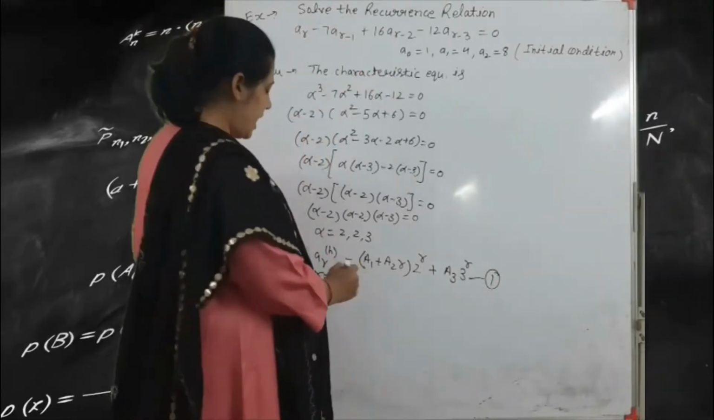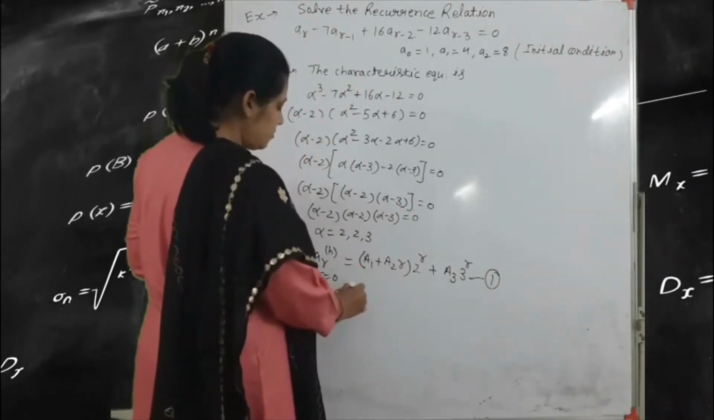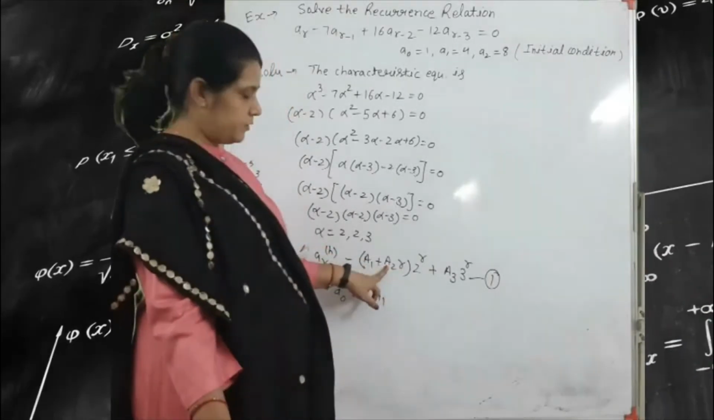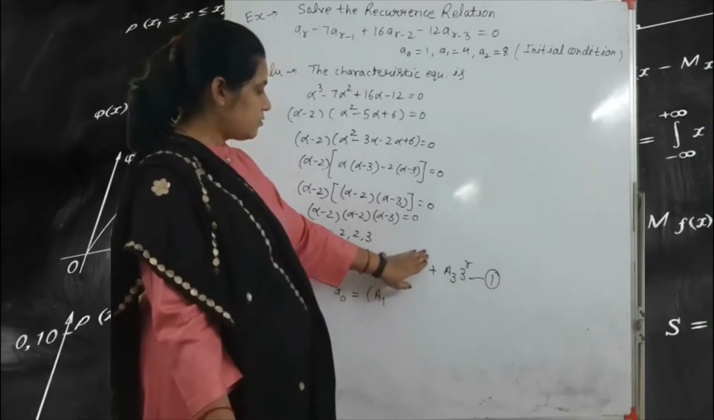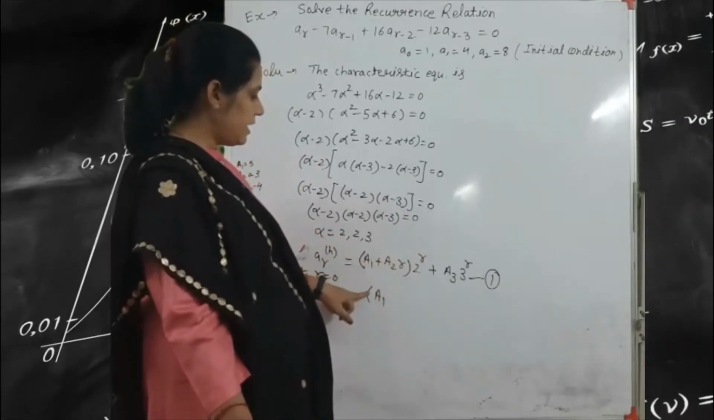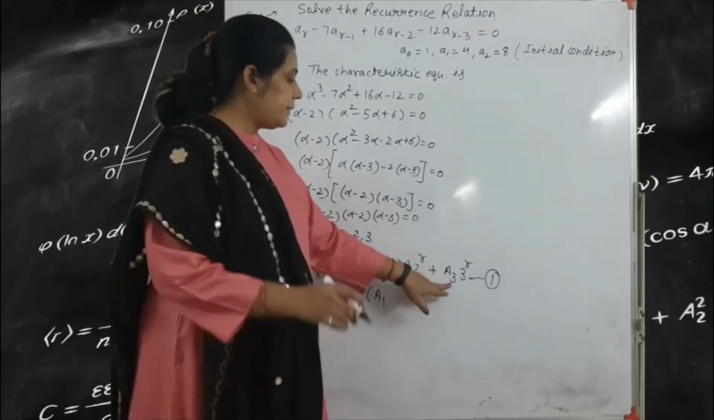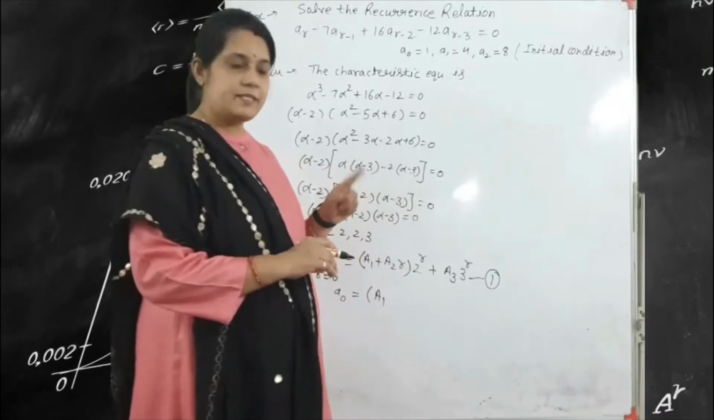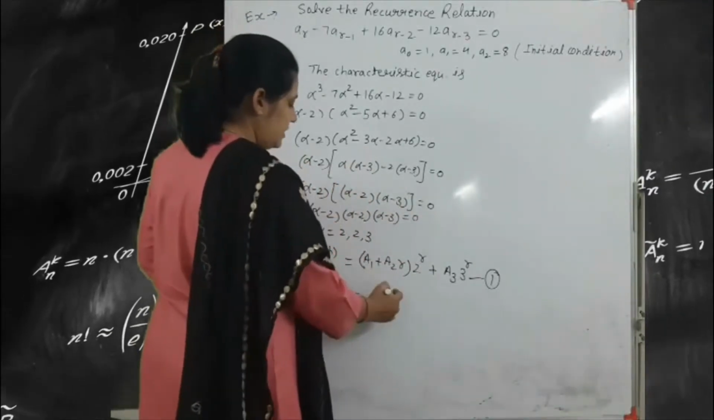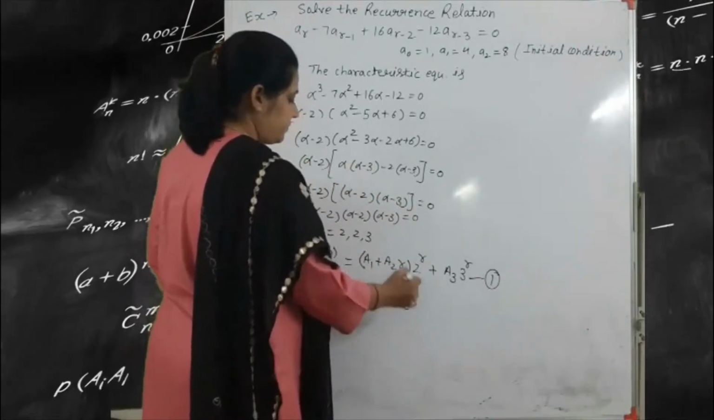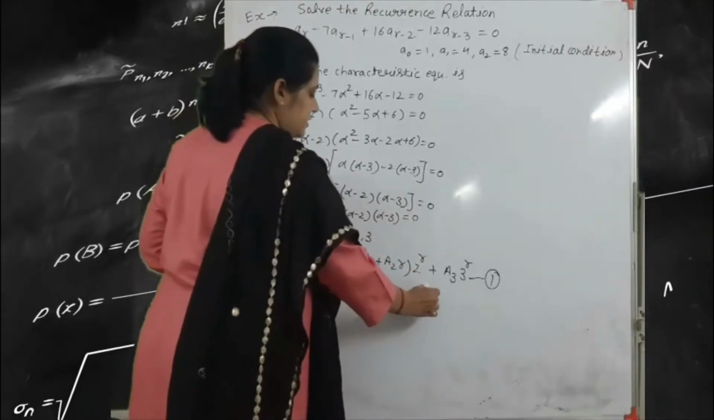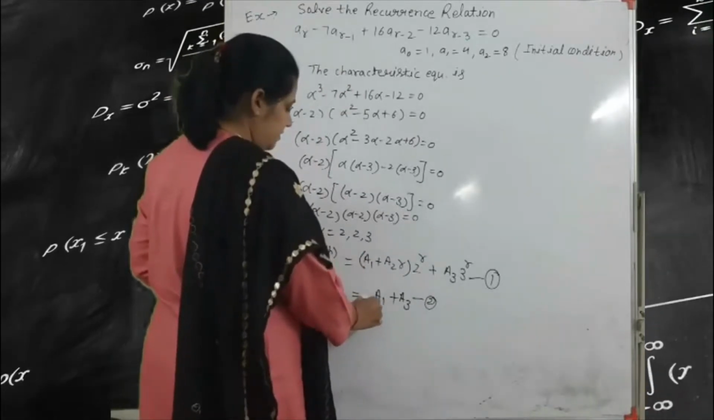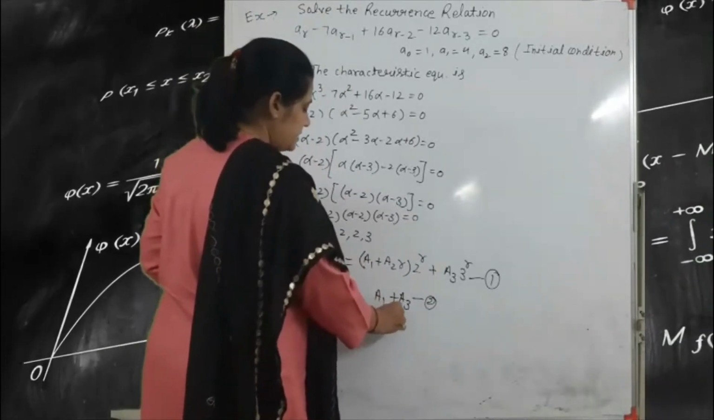If we put r equal to 0, that means a_0 is equal to what? (A1 plus A2 times 0) times 2 raised to the power 0, that means 1. So here we find only A1, plus A3 times 3 raised to the power 0, that means 1. So here we have only A1 plus A3. This is your second equation. That means here we put a_0 equal to 1. So 1 is equal to A1 plus A3.